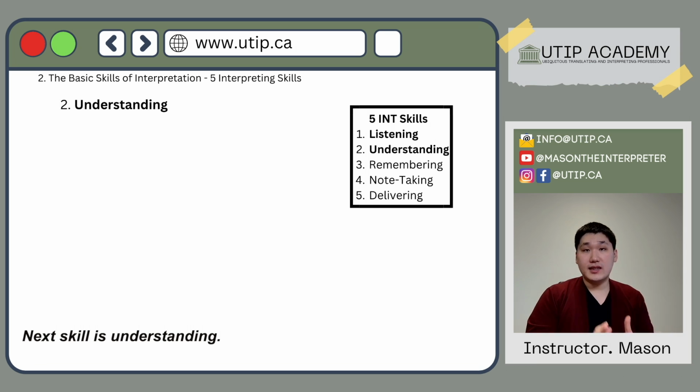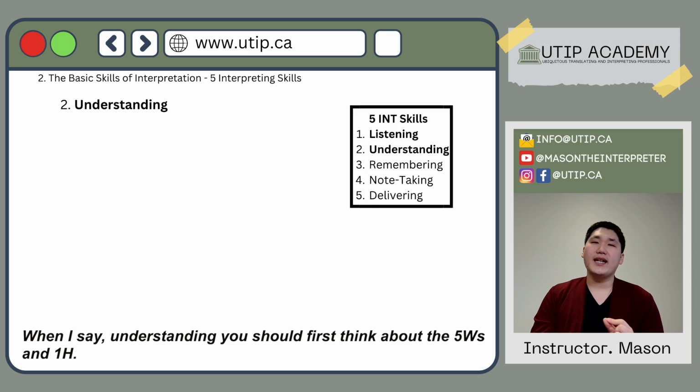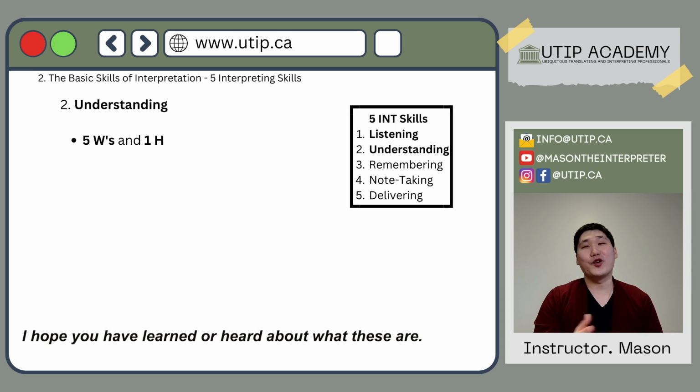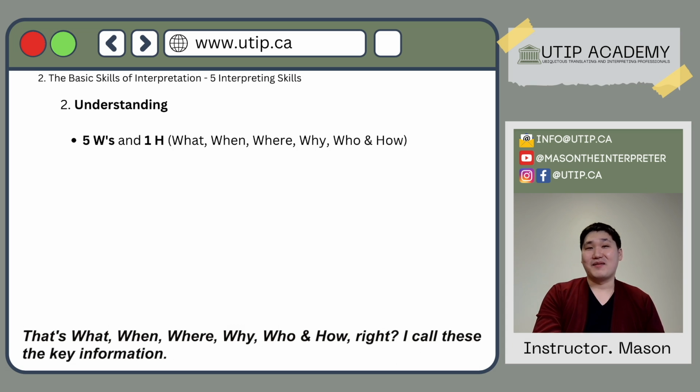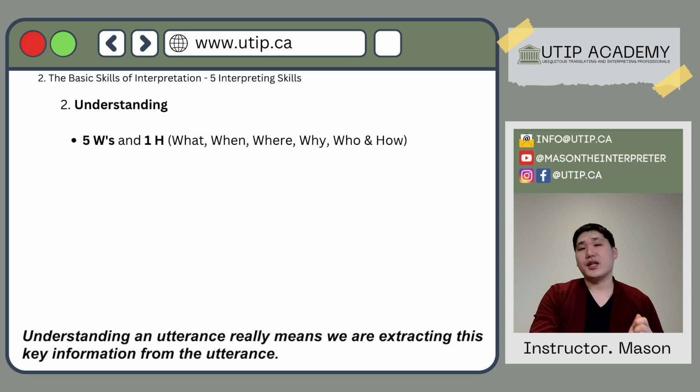Next skill is understanding. When I say understanding, you should first think about the 5 W's and 1 H. I hope you have learned or heard about what these are. That's what, when, where, why, who, how, right? I call these the key information. Understanding an utterance really means we are extracting this key information from the utterance.